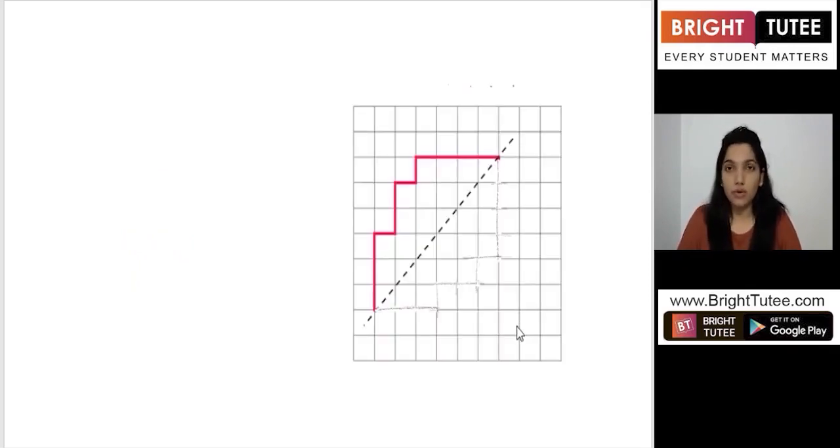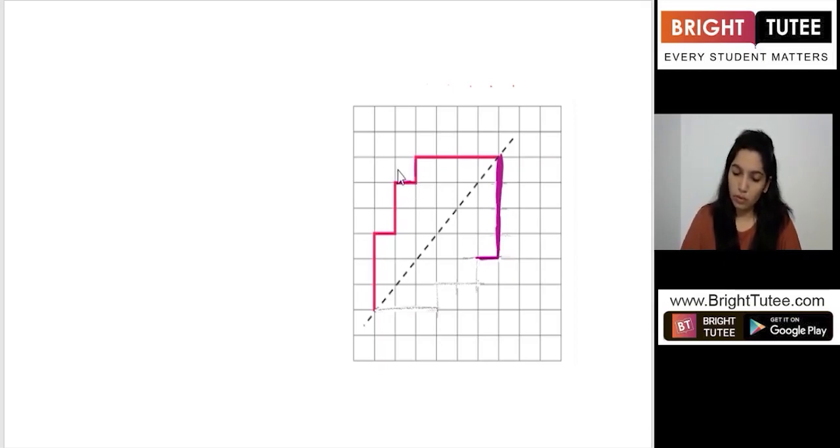So now let us draw for this particular image, right? So here it's 1, 2, 3 and 4. That is 4 blocks we need to go away from this particular slant line. So 1, 2, 3 and 4. So 4 blocks we have gone away from this line. Then we need to go 1 block towards the line. So let's go 1 block toward the line.